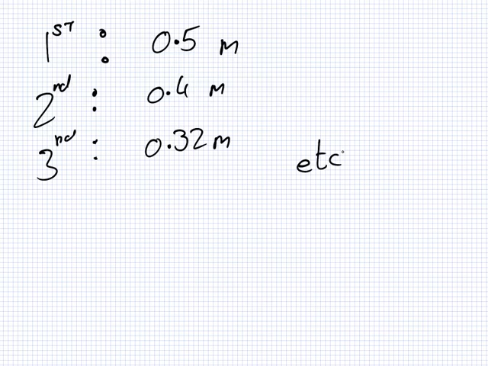So is this arithmetic or geometric? It's not arithmetic because the difference here is minus 0.1 and the difference here is minus 0.08. So it's not arithmetic, it's geometric. What is it being multiplied by each time? You can check it on your calculator, but each time it's being multiplied by 0.8.